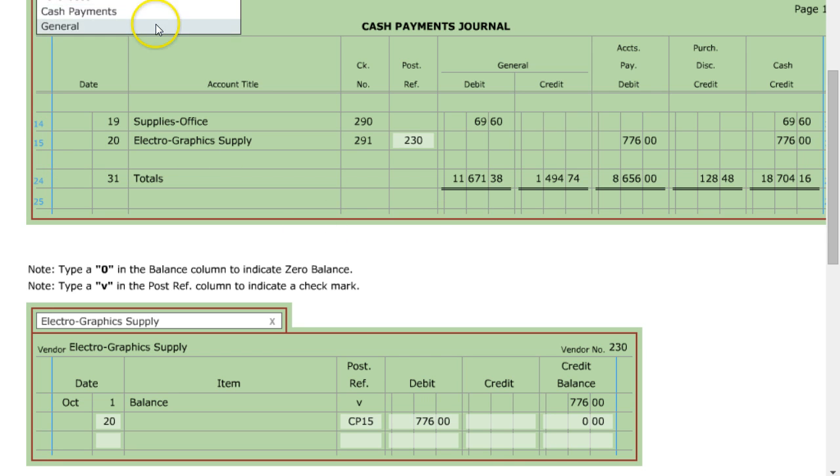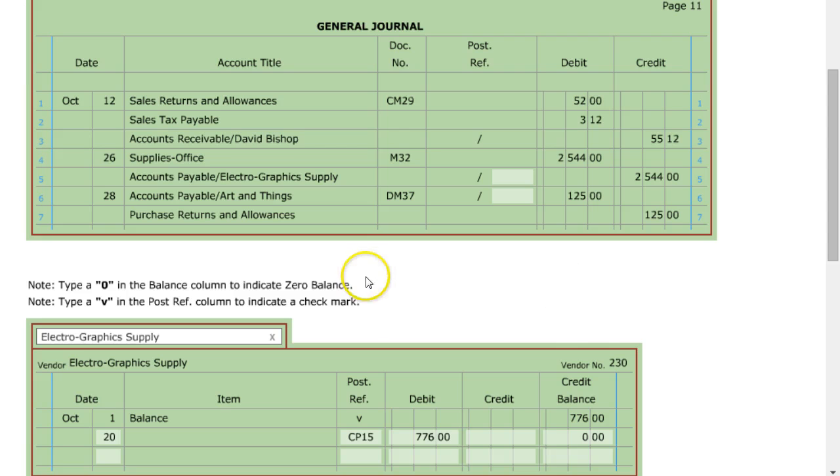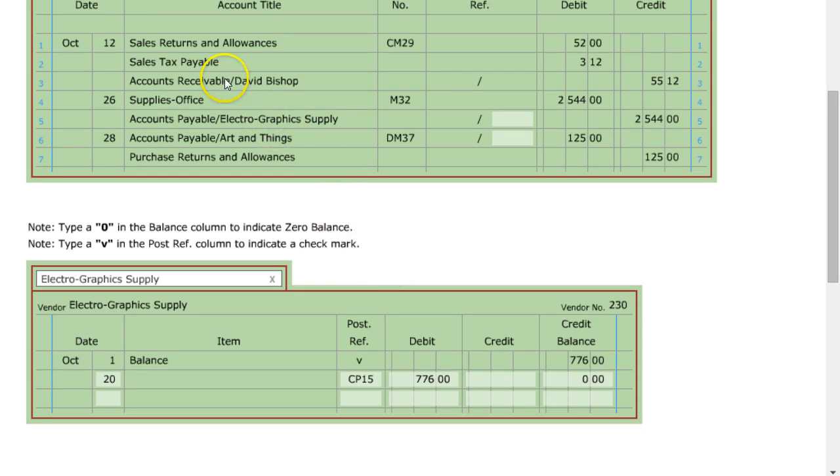All right, next transaction would be in the general journal here. And we have 2 different transactions. If you notice right down here on the 26th, accounts payable is credited, and it has Electrographic Supply. What this means is we're going to post to accounts payable in the general ledger, and that posting will go right here. And the next posting is going to be Electrographic Supply, and that posting or post count number is going to go right here.